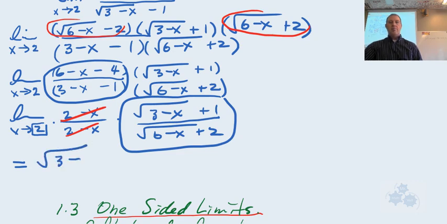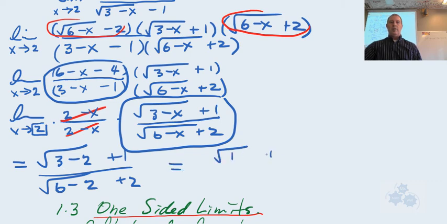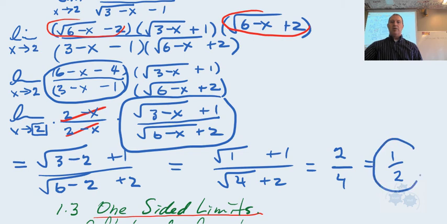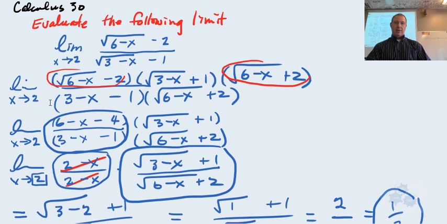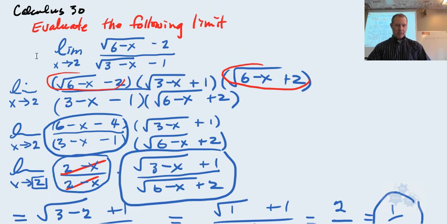So this is going to be root 3 minus 2 plus 1 over root 6 minus 2 plus 2, which is root 1 plus 1 over root 4 plus 2. So that's 1 plus 1 is 2. This is 2 plus 2 is 4. So the limit is 1/2, and that should be your answer. So bottom line is that you have to rationalize both the numerator and the denominator at the same time for this one in order to eliminate this problem factor of 2 minus x. All right, so that's a tricky one. That was 9b from section 1.2.